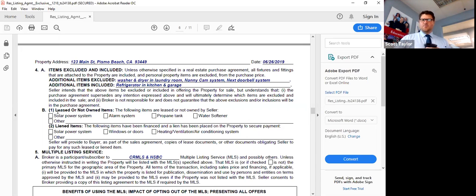doorbell system? Next doorbell? Did I do that right? Ring doorbell, maybe? Nest. Oh, that's why. Nest. Oh, Nest is thermostat. Ring doorbell. Well, I was making it up anyway.